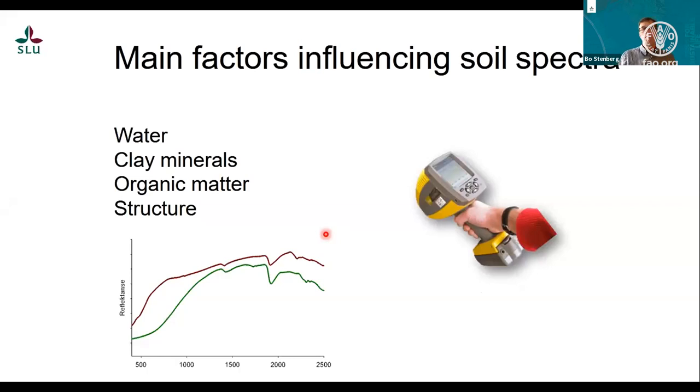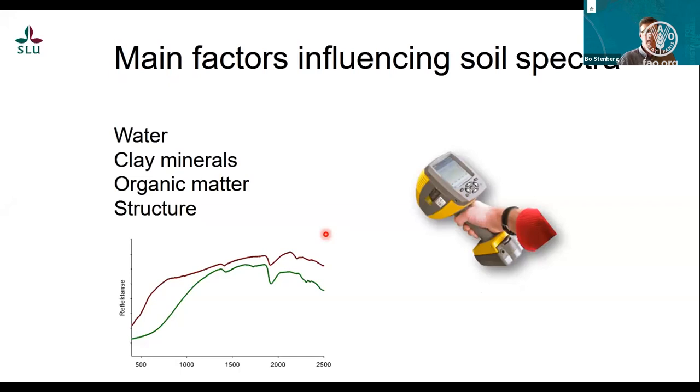So the main factors influencing soil spectra are actually the main constituents of soil, clay minerals and organic matter, but also of course water and, as I said, the structure. And I will tell you a little bit about each of these.